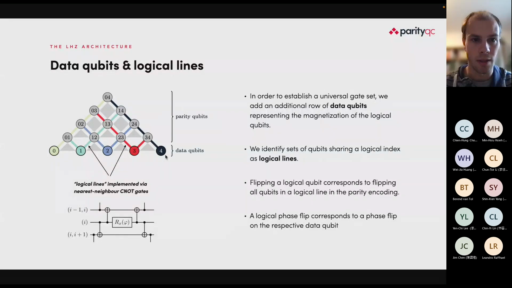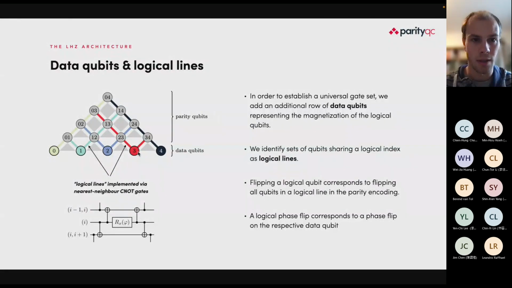Also, we identify so-called logical lines, which store the information about one single logical qubit. So, for example, this green yellowish line on the very left involves the logical index 0. So all parity information about qubit 0 is distributed among these 5 qubits on the very left. Similar things hold for the other qubits. For example, for qubit 3, the parity information is stored along this line.